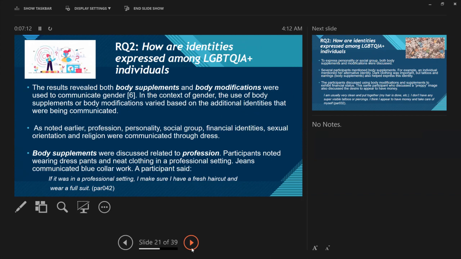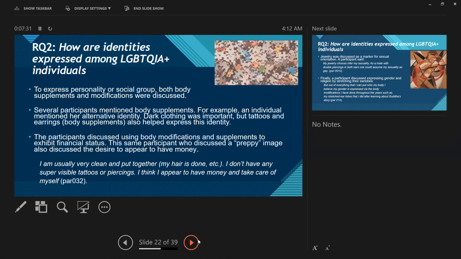And there were some variations within it, given whether or not they used body supplements or modifications. For example, body modifications were discussed related to profession. And there's an example quote right there. And then they also expressed personality or social group using both body supplements and modifications.